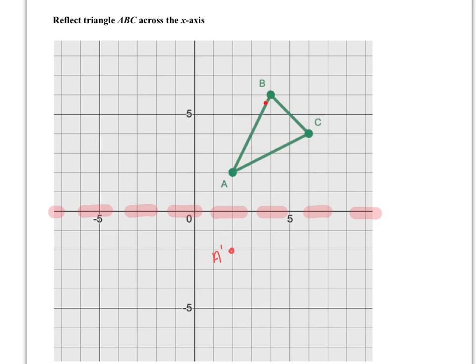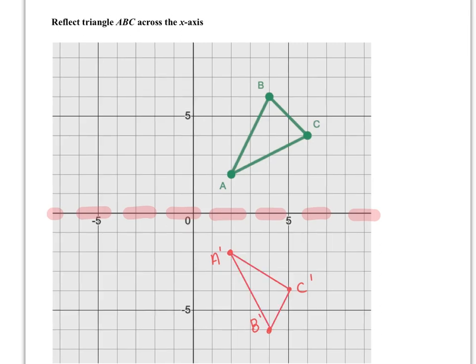For point B, I could count 1, 2, 3, 4, 5, 6, and then I'll count 6 in the other direction. So I'm always counting to the mirror and then on the opposite side, and that's going to be the point B prime. And then for C, I'll count 1, 2, 3, 4, and then 1, 2, 3, 4, and I'll put a point here for C prime. Then I want to make sure I'm connecting with a straight edge or some type of straight lines. Hopefully what that looks like is a mirror image of this triangle flipped over on this axis.